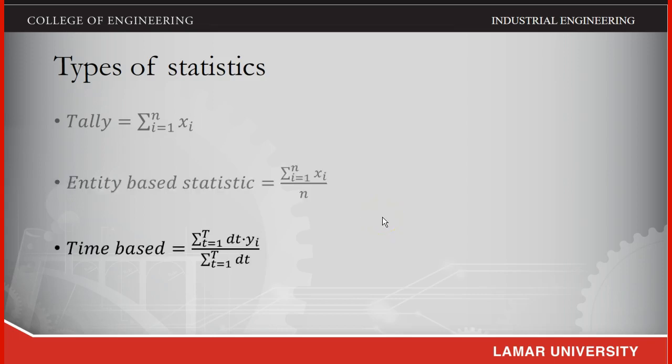The other type of data is time-based statistics, and in this case what we want is to estimate an effect through time of different stages of the system. So in order to compute what is the average number of entities in the system, for instance, we would need to have a weighted average of how many entities were there per time, and that is how we compute it.